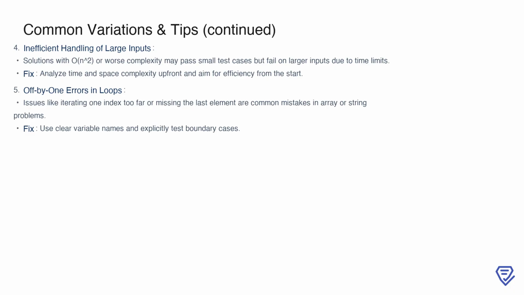Another common mistake is off-by-one errors in loops, which can result in missing the last element or iterating too far. These kinds of errors often occur in problems involving arrays or strings. To prevent this, use clear and descriptive variable names, and be sure to explicitly test boundary cases. These small yet critical adjustments can significantly improve the reliability of your code.